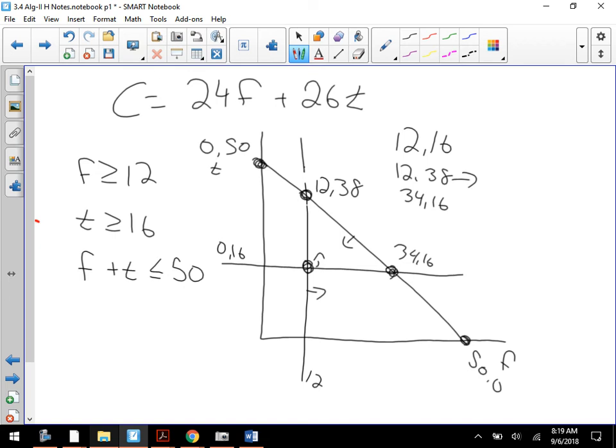I didn't have my calculator. 1240? 1276. Okay, that's what you would do. So in a quiz, it would ask you a question like that. How many of each type? You would say, well, 12 first class, 38 tourist class, and a profit of $1276.